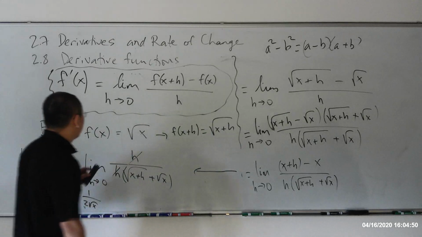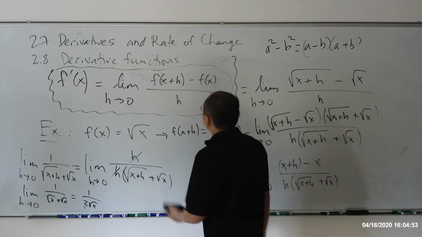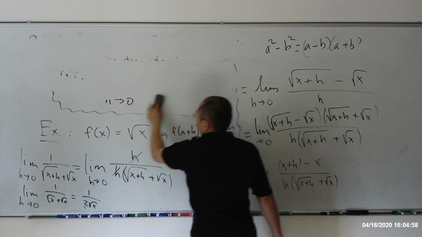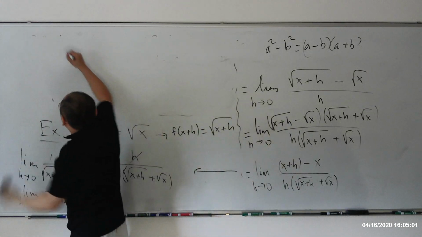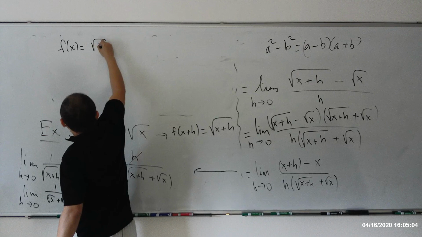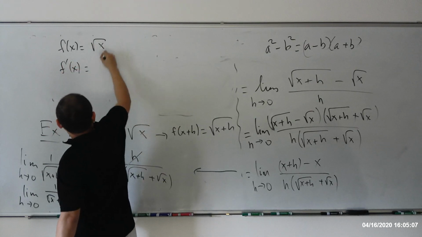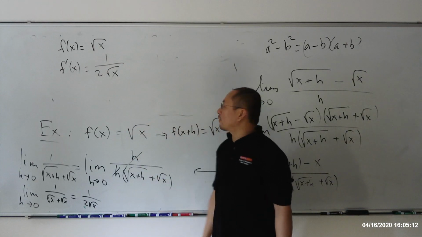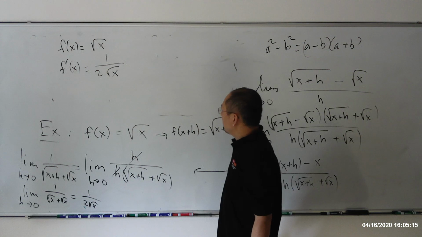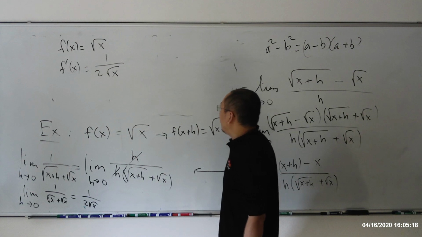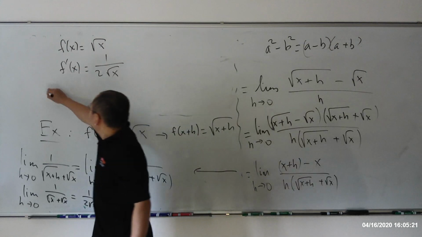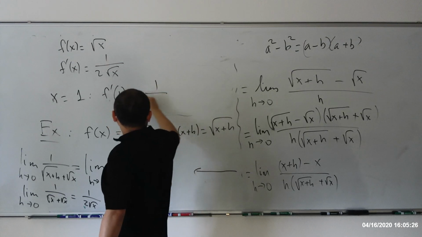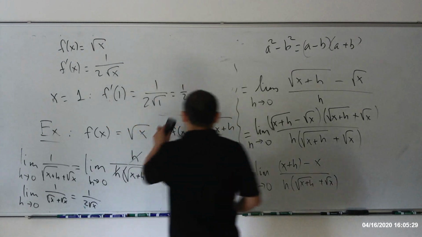So we have the derivative function of square root of x. We write up here, f of x is equal to square root of x, then f prime of x is 1 over 2 square root of x on the bottom. Now, we have the derivative function. You are free to calculate the slope of the tangent line at any point. Say x equal to 1, then f prime of 1 is equal to 1 over 2 square root of 1, which is 1/2. Okay?